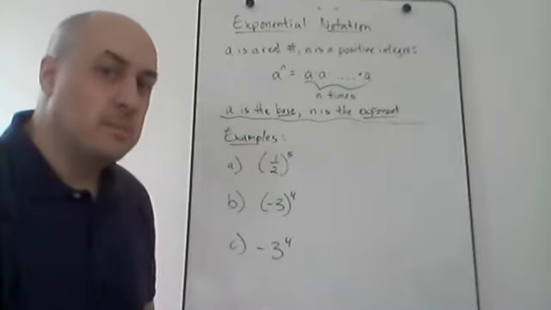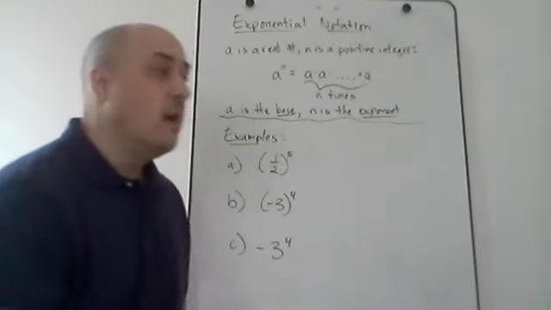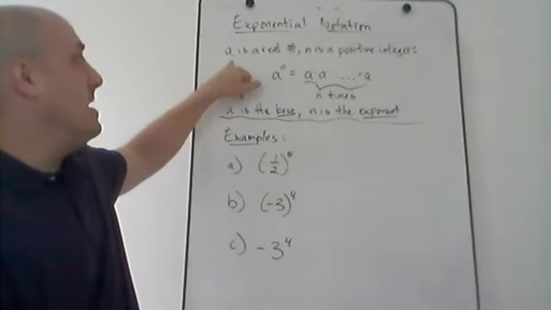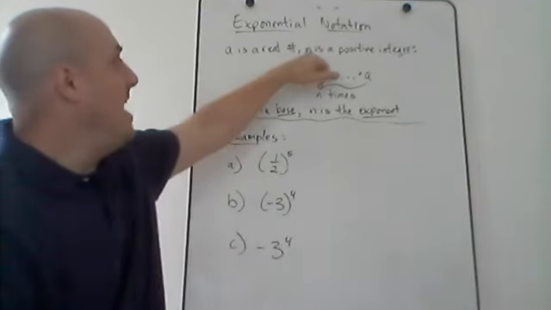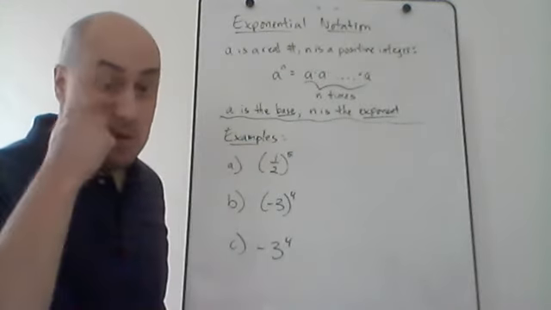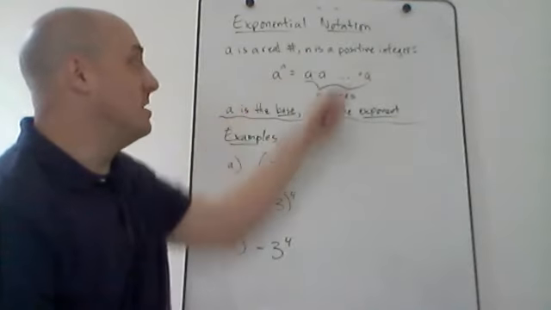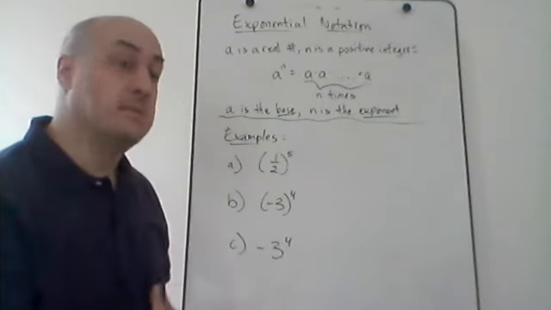Alright, in this video we're going to be talking about exponential notation, what it looks like and what it represents. So if a is any real number and n is a positive integer, remember, integers are the positive and negative whole numbers. So we're saying here this number n has to be a positive integer, so basically just the positive whole numbers.